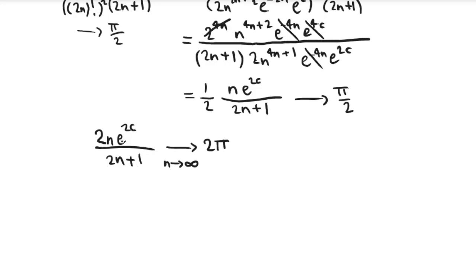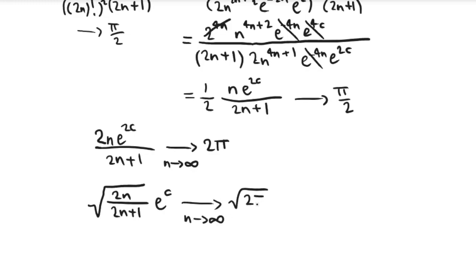However, what we also know is that you can take the square root of a limit. So if a sequence converges to a value, then the square root of the sequence converges to the square root of that value as long as all the numbers involved are non-negative. So that means that the square root of 2n divided by 2n plus 1 times the square root of e to the 2c, which is e to the c, the limit of this as n goes to infinity is square root of 2 pi.